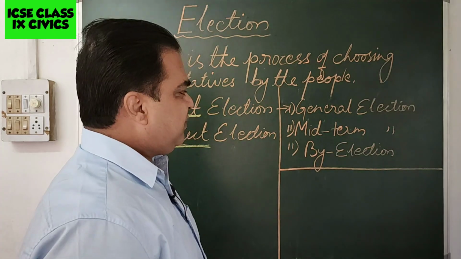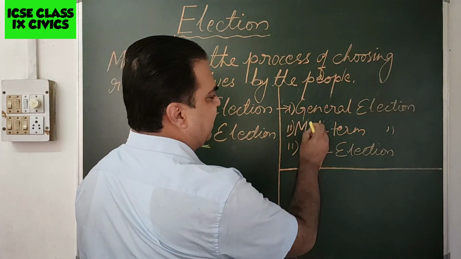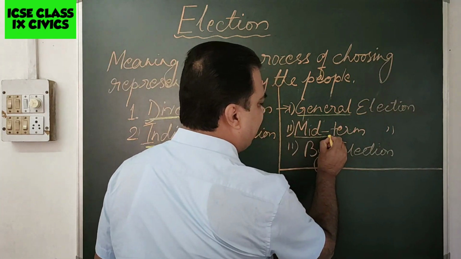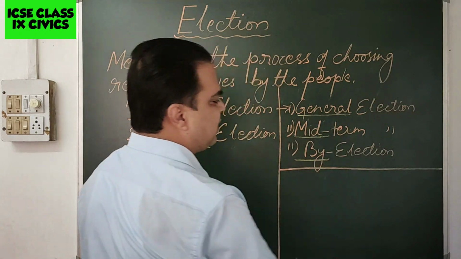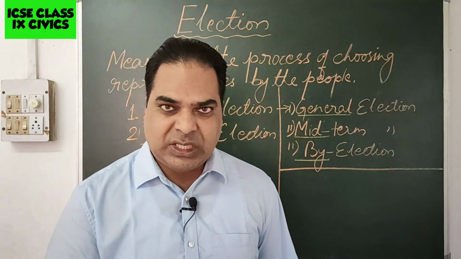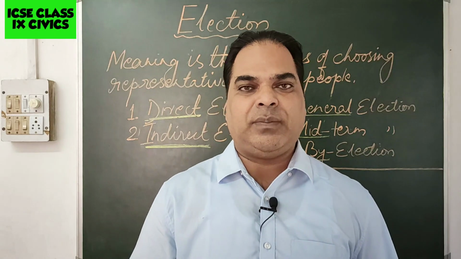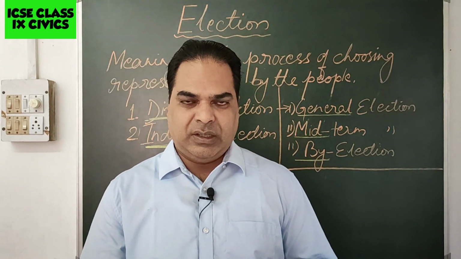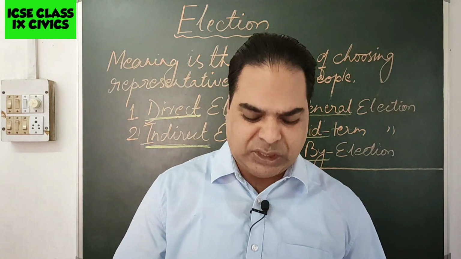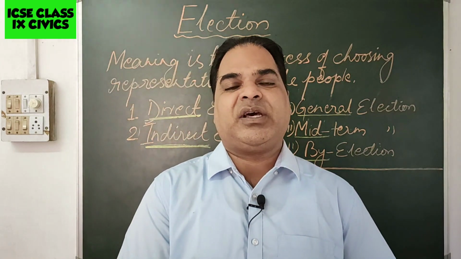Now, direct election. Within the direct election, again we can see there is general election, number 1. Number 2, midterm election. Number 3, by-election. What is all this? What is meant by general elections? The elections which are held after the completion of one full term are known as general elections. General elections are conducted after 5 years, after the completion of the term.